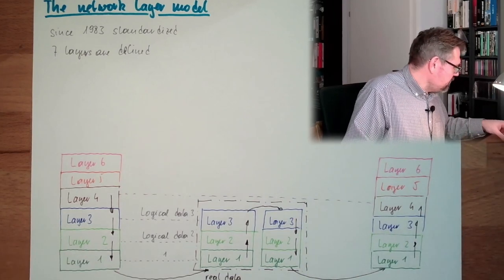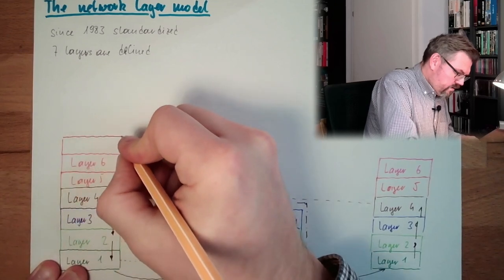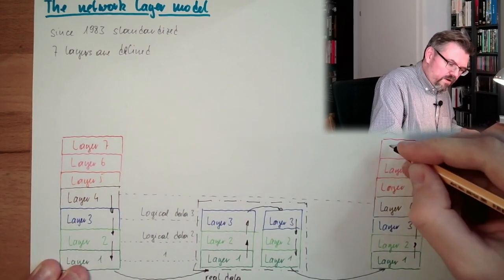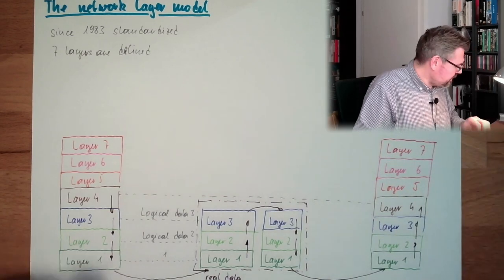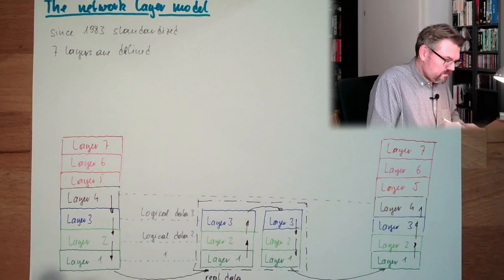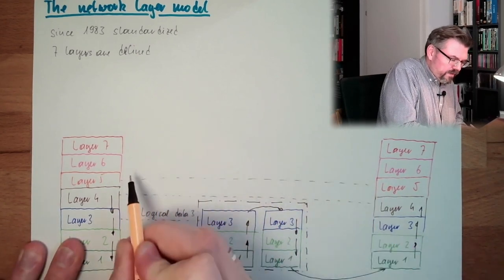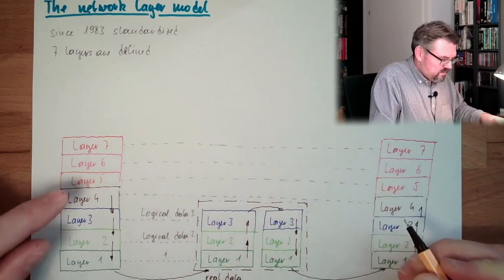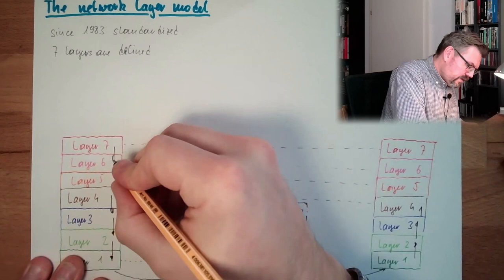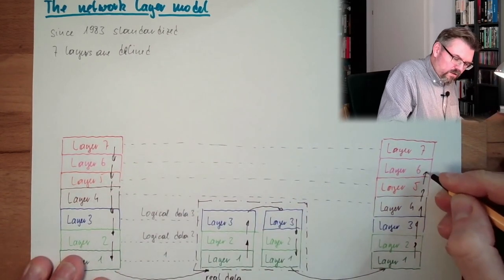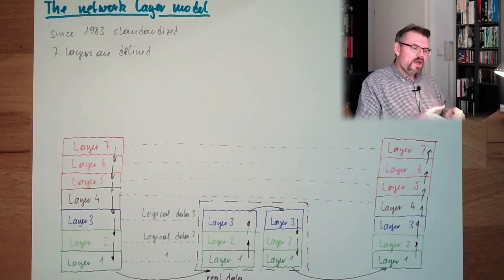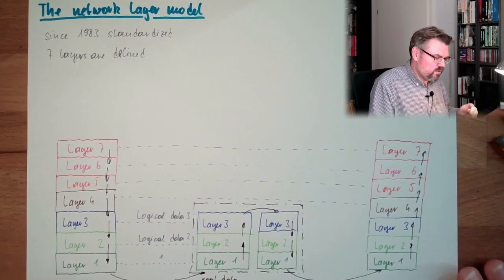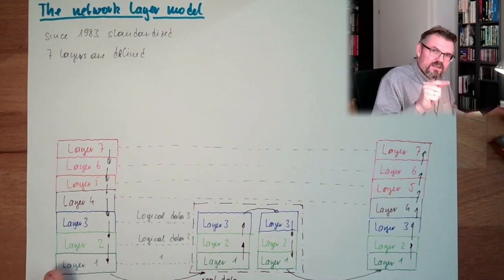And last but not least, we have layer 7. For each layer, it looks like it is directly communicating with the communication partner at the other station and does not really know the other layers. They know the interface to this layer, but what is happening in between, they really don't know. Right? And so we can get interoperability.